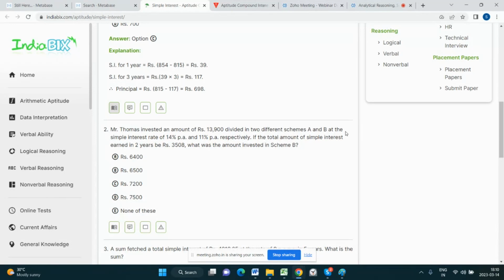Simple interest rate is 14% for A and 11% per annum for B. The total amount of simple interest earned in 2 years is 3508. He has invested some money in A and some money in B, and totally he has invested 13,900. One scheme is at 14% per annum, and the second scheme is at 11% per annum.